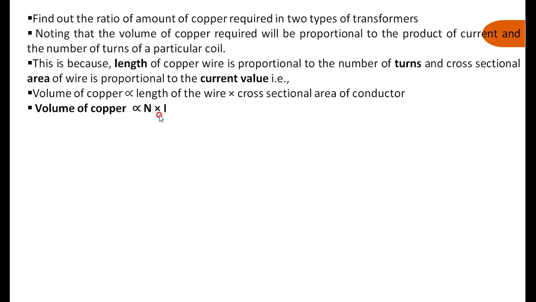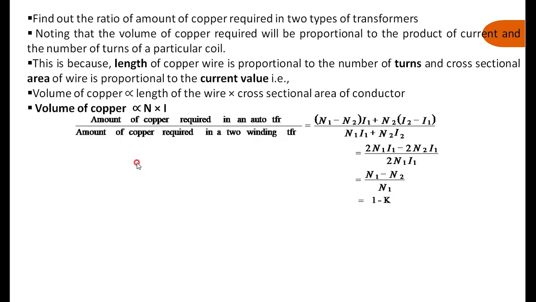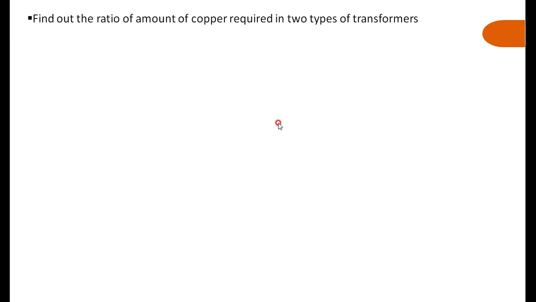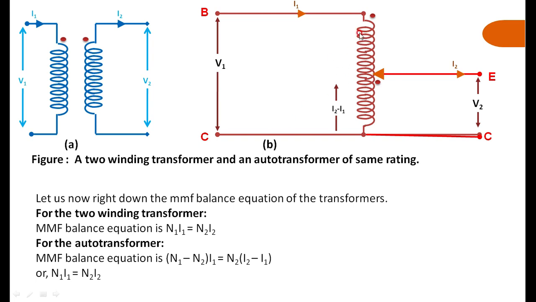Then this identity that we have to make use of is for both the two winding transformer and the auto transformer. What I am writing here is the amount of copper required in an auto transformer. It is proportional to the number of turns multiplied by the current in this winding, and the number of turns multiplied by the current in this winding.